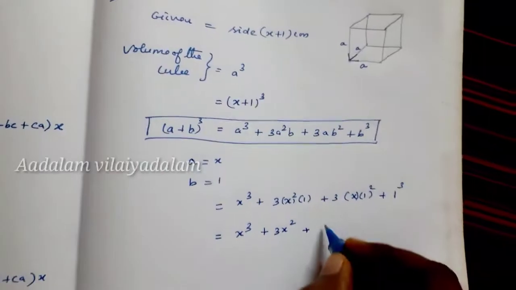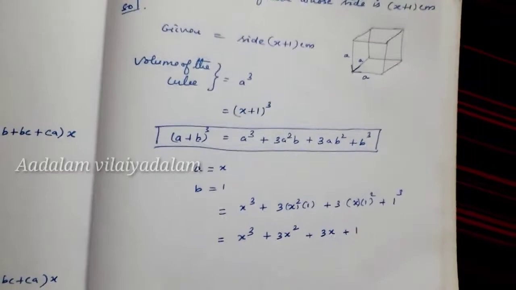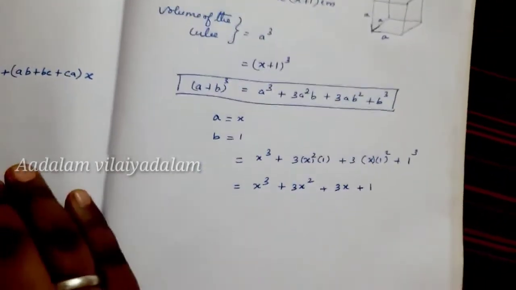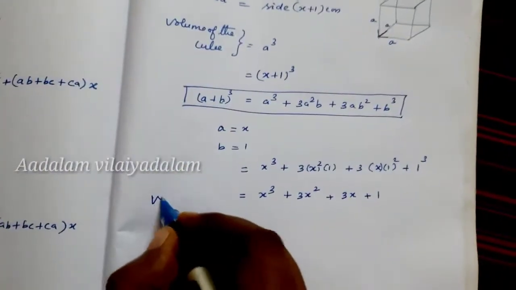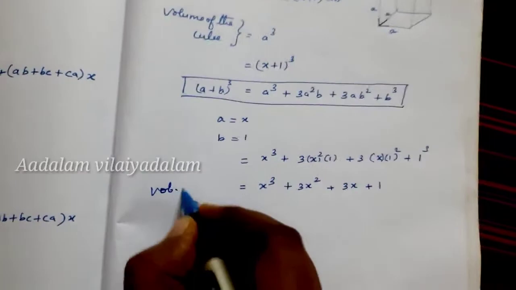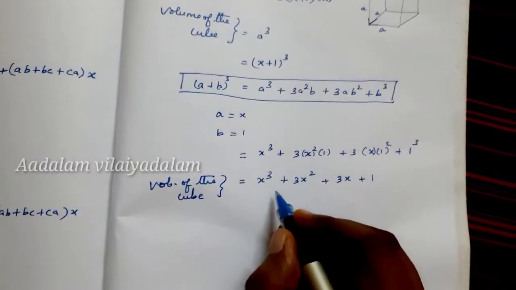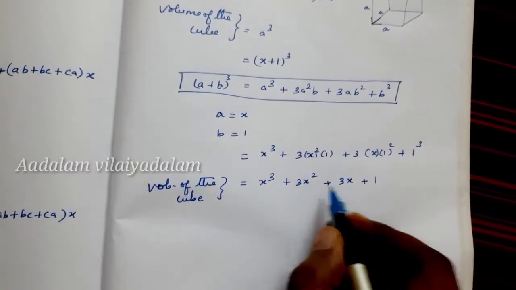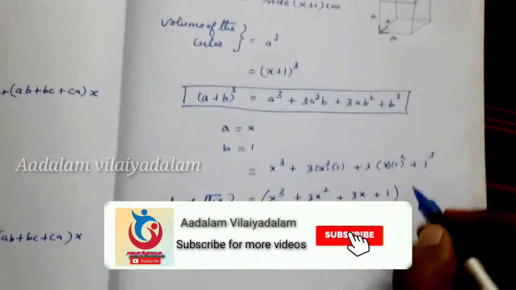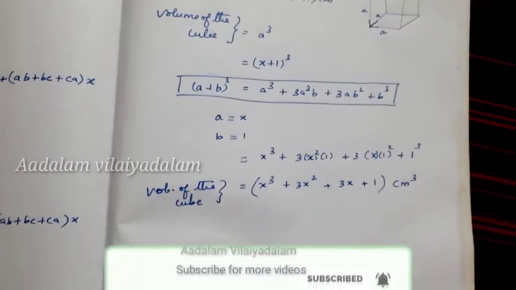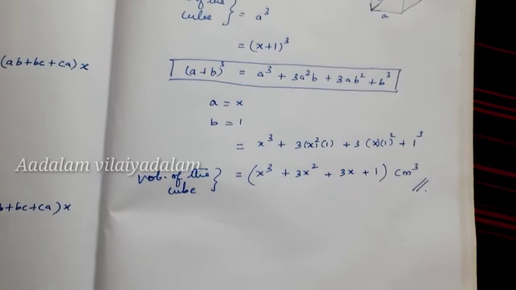Solving this, we get x^3 plus 3x^2, then the next we get 3x, and the next one is 1. So this is the required answer for the volume of the cube. Therefore we could write: volume of the cube is x^3 + 3x^2 + 3x + 1. Here they have mentioned centimeter, so we can write it as centimeter cube. So this is the required answer for this problem.